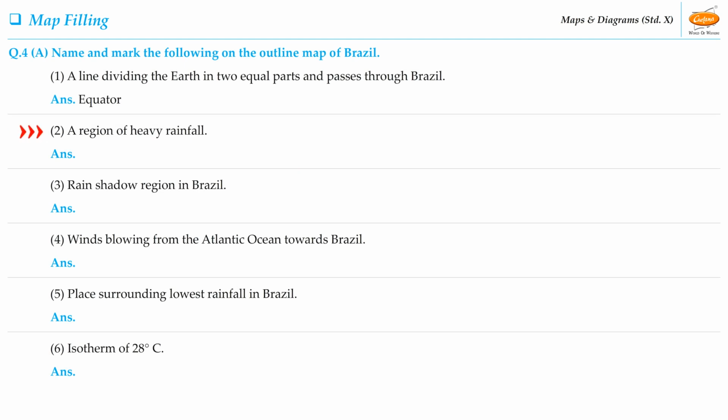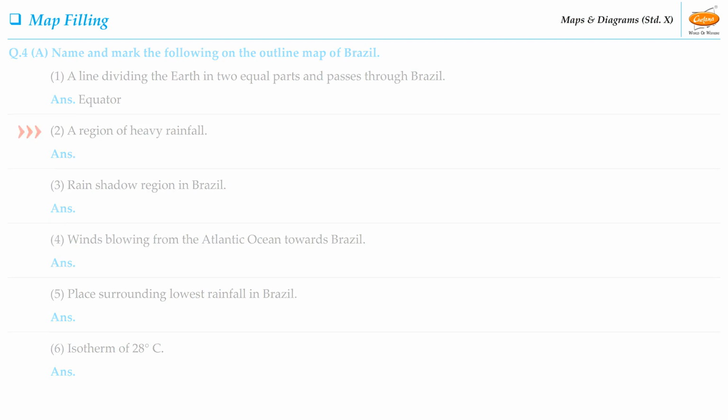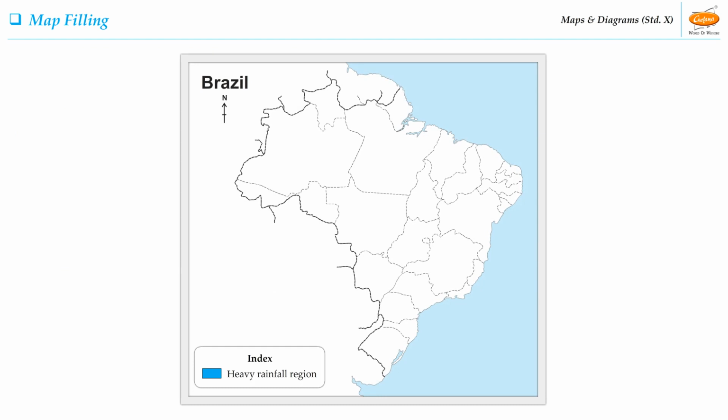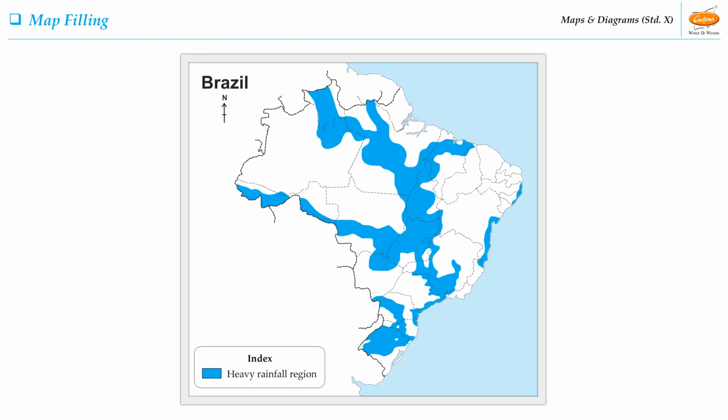Let us now study the second question of this activity. Name a region of heavy rainfall. Students, as visible on the screen, it rains more in the northern and central part of Brazil.